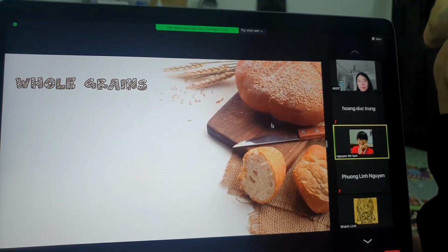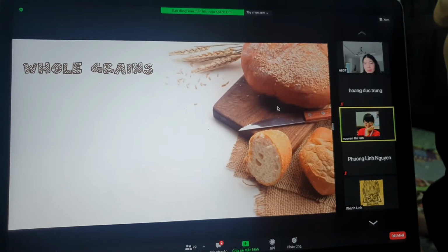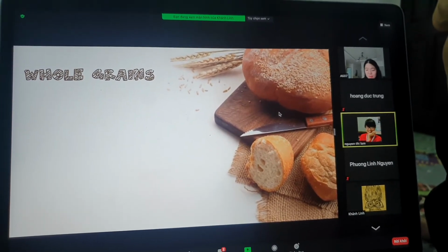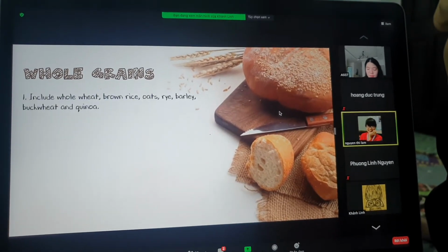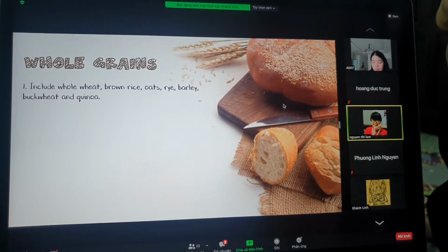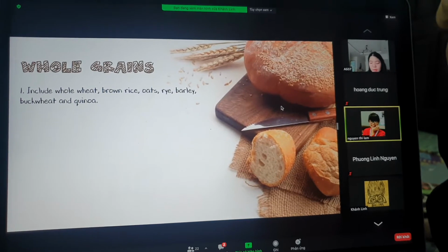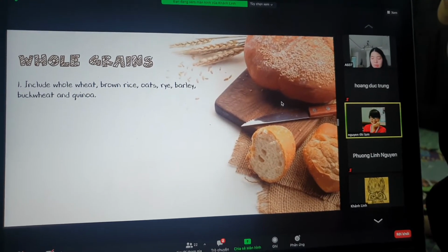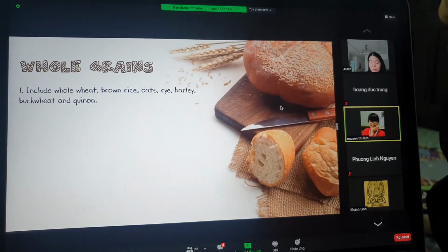Vietnamese is ngũ cốc nguyên hạt. Whole grains. Some common types of whole grain include whole wheat, brown rice, oats, rye, barley, buckwheat, and quinoa.